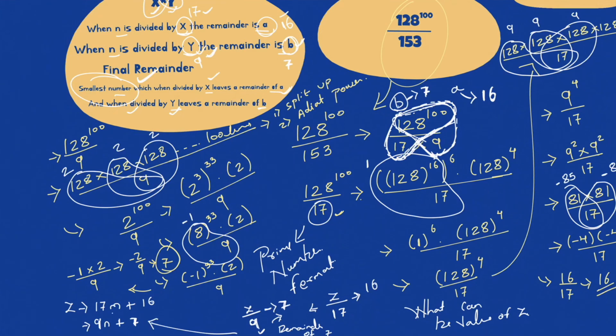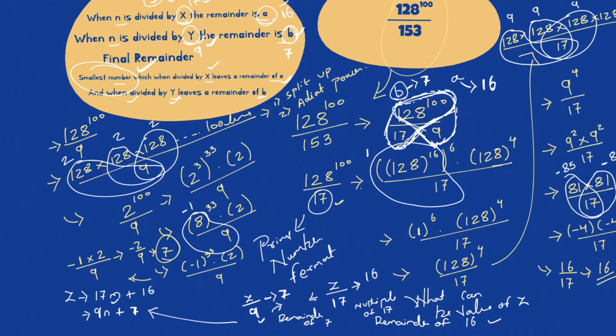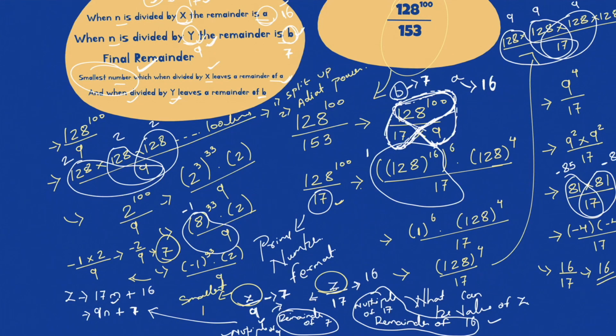Okay, that's where you have to think. A multiple of 9 giving a remainder of 7, a multiple of 17 giving a remainder of 16, and it has to be the smallest possible number. I don't want the second multiple here. So what will that number be? If you can guess it properly, the number has to be a multiple of 9 and a multiple of 17, leaving a remainder of 7 and 16. That is nothing but, the smallest number is 16 itself.